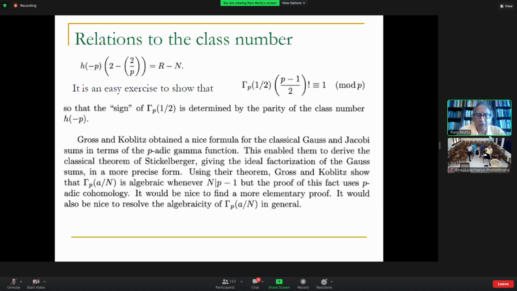Now, Gross and Koblitz in the 1970s. Sir, just one question here. The 2 minus (2/p), that is the Legendre symbol? Yes, thank you. Yeah, thank you for telling me that. That's the Legendre symbol, exactly.